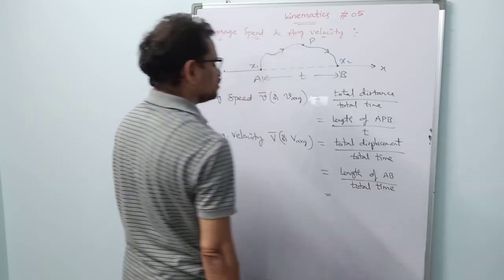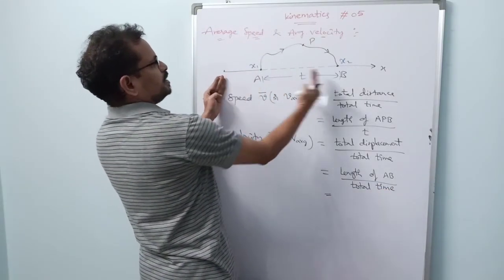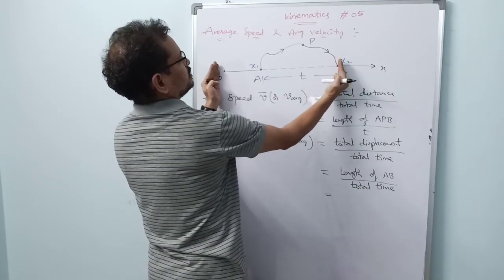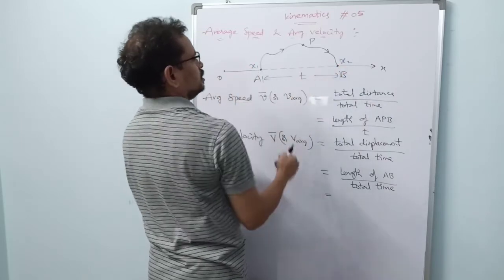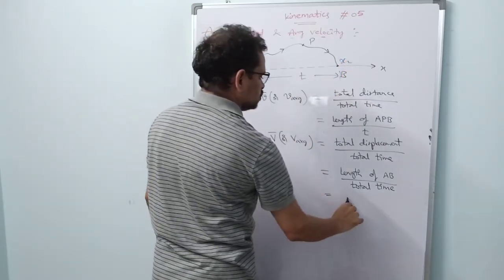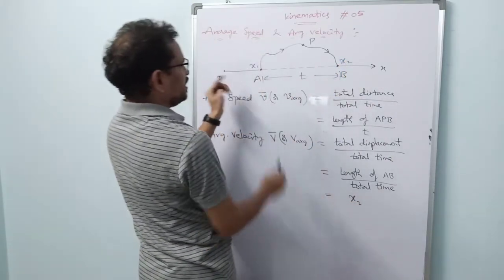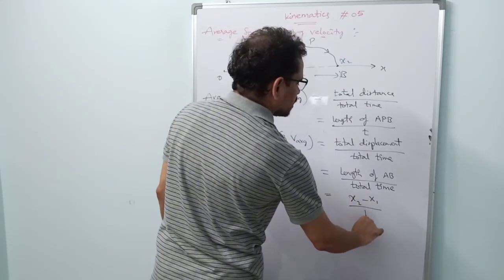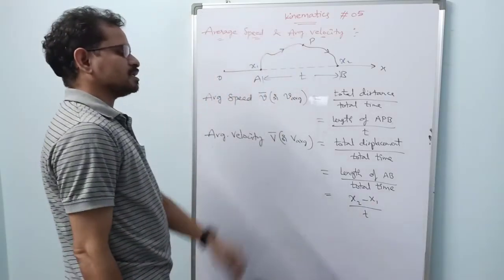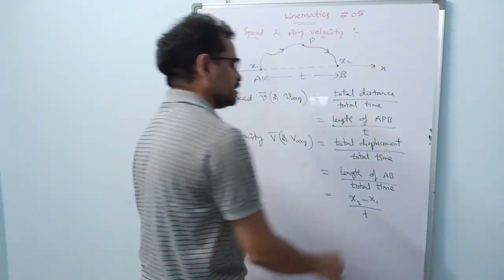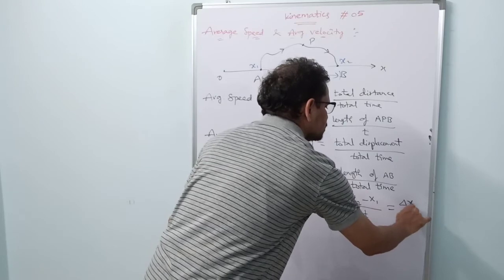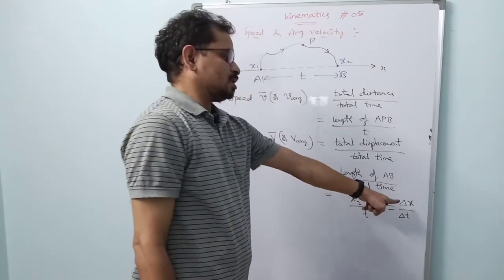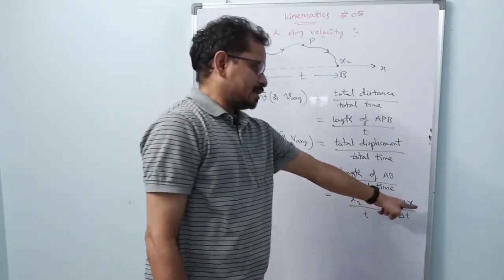So what is the length of AB? From O to here, this length minus this length. From this length, remove this length, and you will get this one. So what is this length? X2, minus what is this one? X1, by total time, t seconds. So (X2 minus X1) by t seconds, or we can write this as delta X by delta T. That is the total displacement, delta X by delta T.